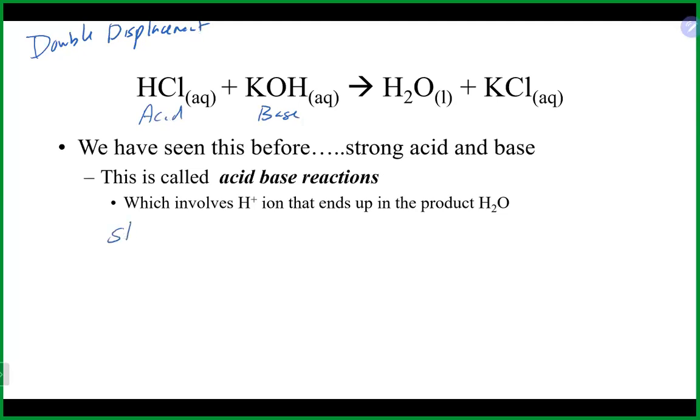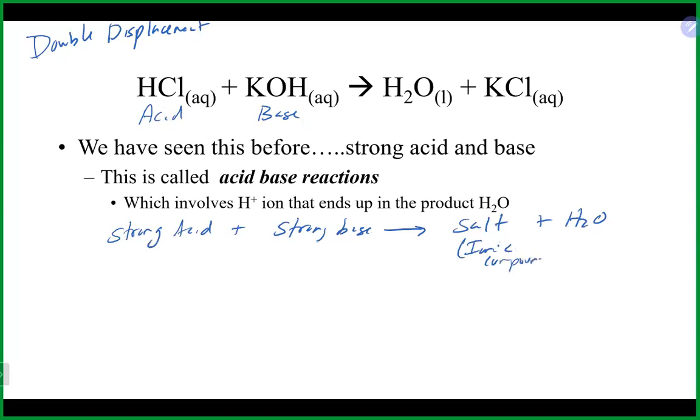Whenever you take a strong acid and react it with a strong base, you basically get two things. You get a salt and water. And salt is just an ionic compound, a metal and non-metal together, and obviously that is water. So what is really happening in this reaction? We just made water, basically. That is essentially what's happening in this reaction. That's why it's sometimes referred to as an acid-base neutralization reaction.